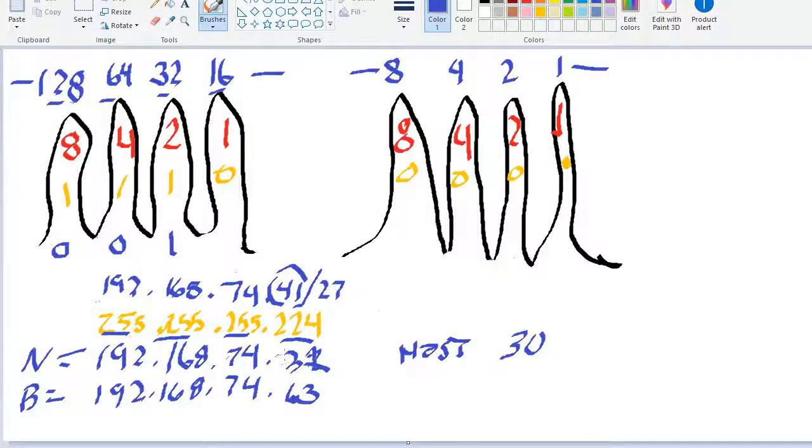So starting in this case, the first host would be 33, because the network is 32. The first host would be 33 through 62, and that would give us our 30 hosts. 63 would be the broadcast address for this particular subnet based on the mask of 224.